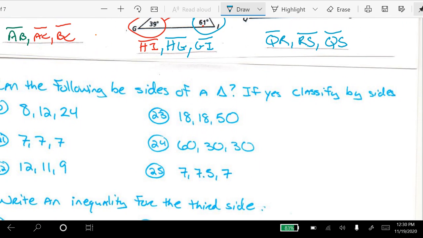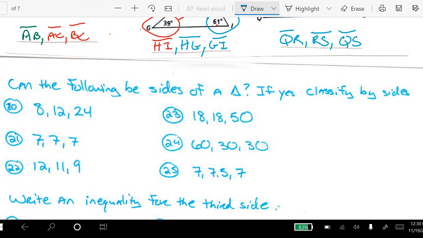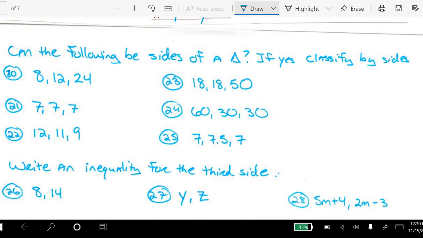All right, so the next type of problems are going to require you to just determine whether or not these values can represent sides of a triangle. This is the actual triangle inequality, which says the sum of any two sides must be greater than the third side. All right, so I'm just going to go through and do these.